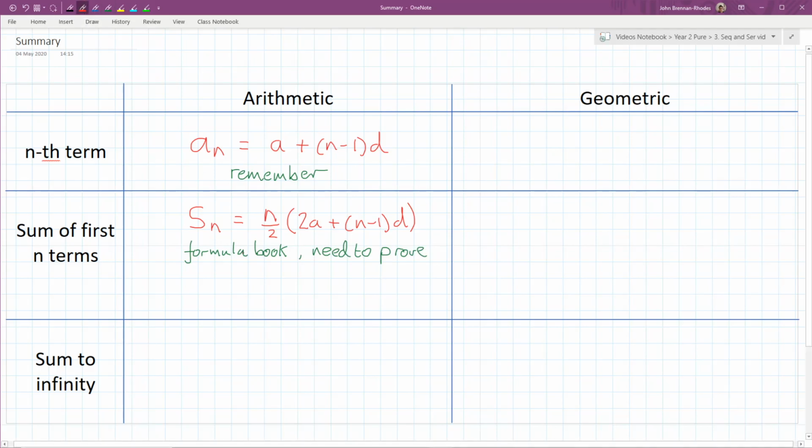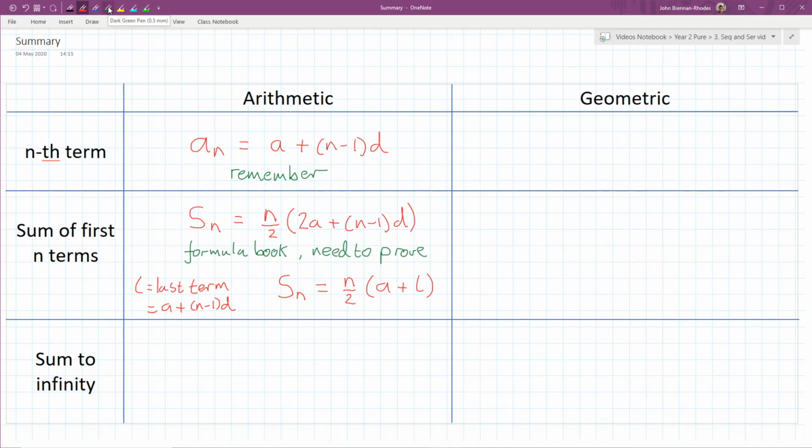Now there is an extra thing that I didn't mention, one of the reasons I wanted to do this video. If you define L to be the last term in the sequence, then if you have n terms in the sequence, it will just be a plus n minus 1d. Well, you can actually change this formula, and you can see that Sn will become, it's still n over 2, but since a plus n minus 1d appears in this bracket with one extra a, it will just be a plus L. And that is also in the formula book.